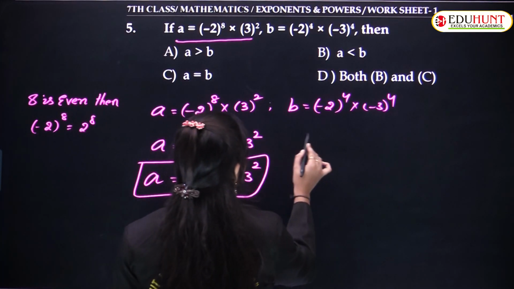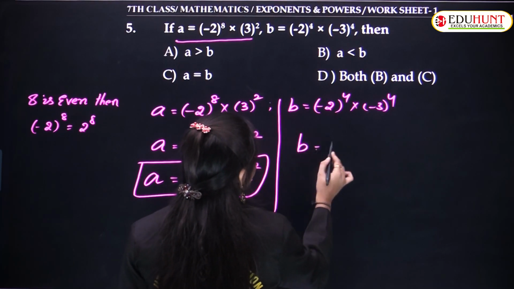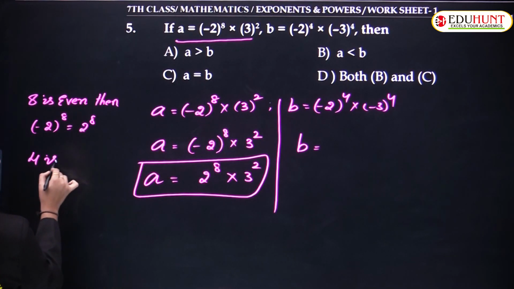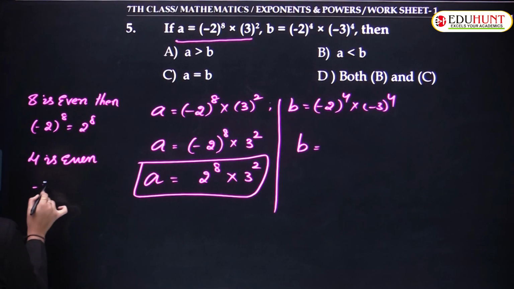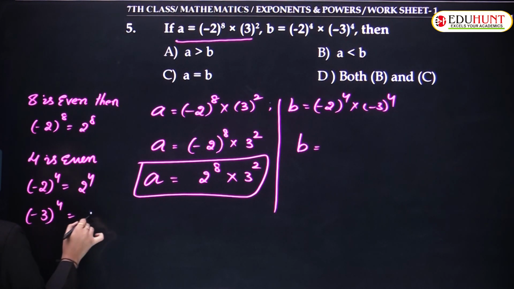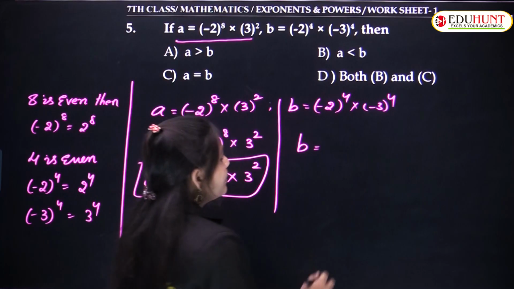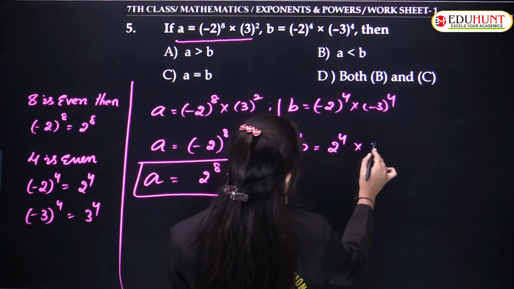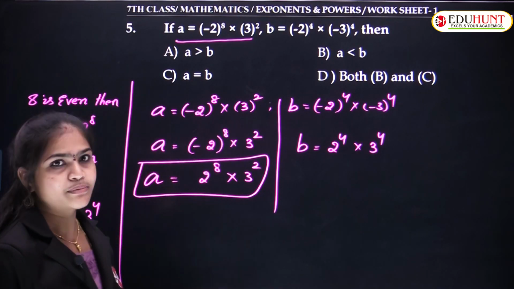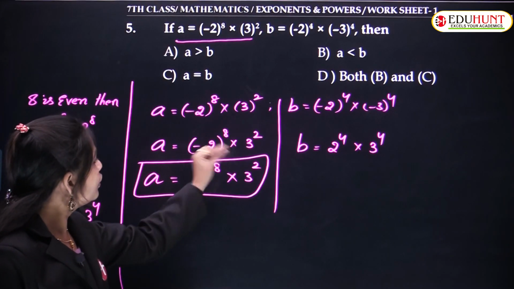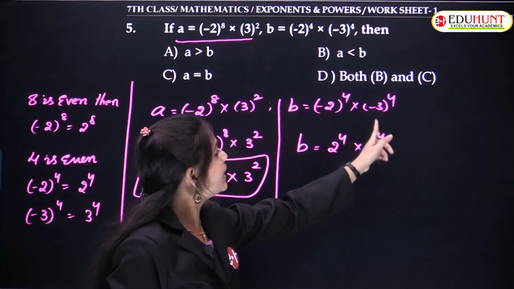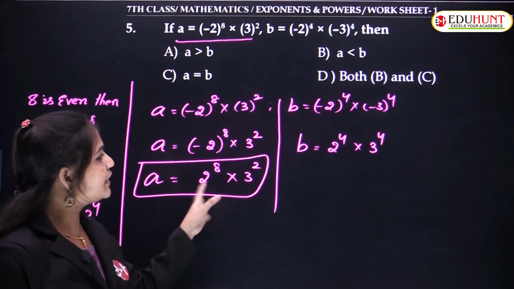Now, B value. B is equal to minus 2 power 4. Minus 2 power 4 means again 4 is even. Then minus 2 power 4 is equal to plus 2 power 4, and minus 3 power 4 is equal to plus 3 power 4. Why? Because here 4 is even. That's why 2 power 4 into 3 power 4. Now 2 power 4 whole square, and 3 square whole square. Shall we write it? Then it will take more time.